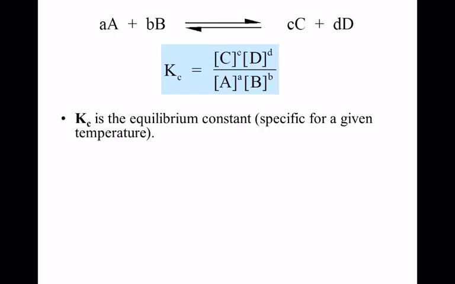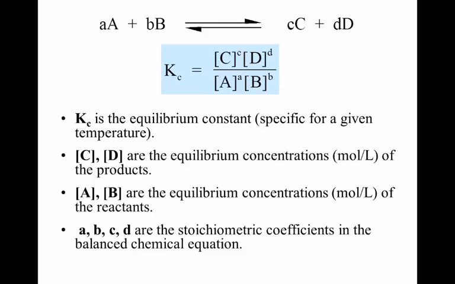So Kc is your equilibrium constant, and the equilibrium constant does depend upon temperature. And anytime you see something in brackets, that's the molar concentration of that species. And it's the products always in the numerator.